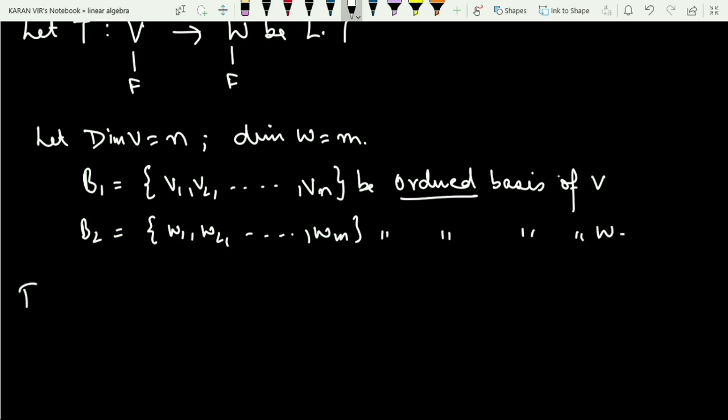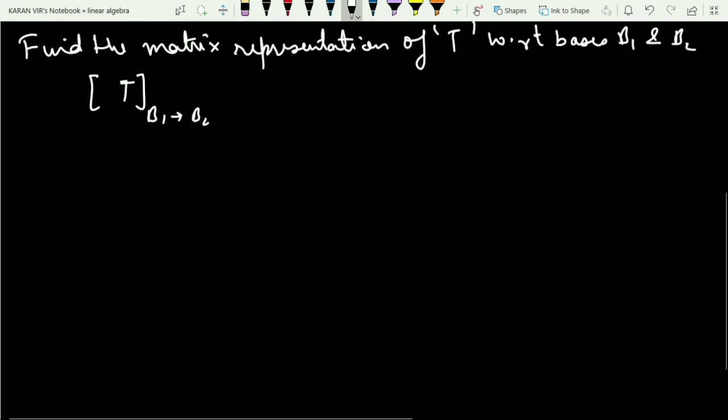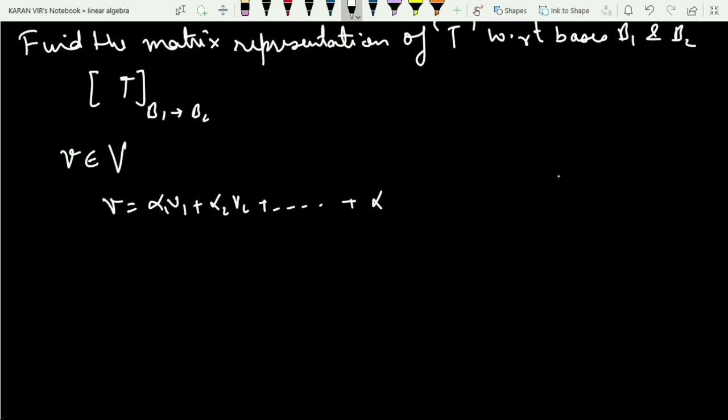So what I need to do is find the matrix representation of this transformation T with respect to bases B1 and B2, right? That is, you have to find a matrix corresponding to this transformation T with respect to basis B1 to B2. For this, I will be considering any arbitrary vector v that is coming from capital V. Since this is an arbitrary vector from capital V, it can be represented as a linear combination of the elements of the basis of V: alpha1 v1 plus alpha2 v2 and so on to alpha n vn.